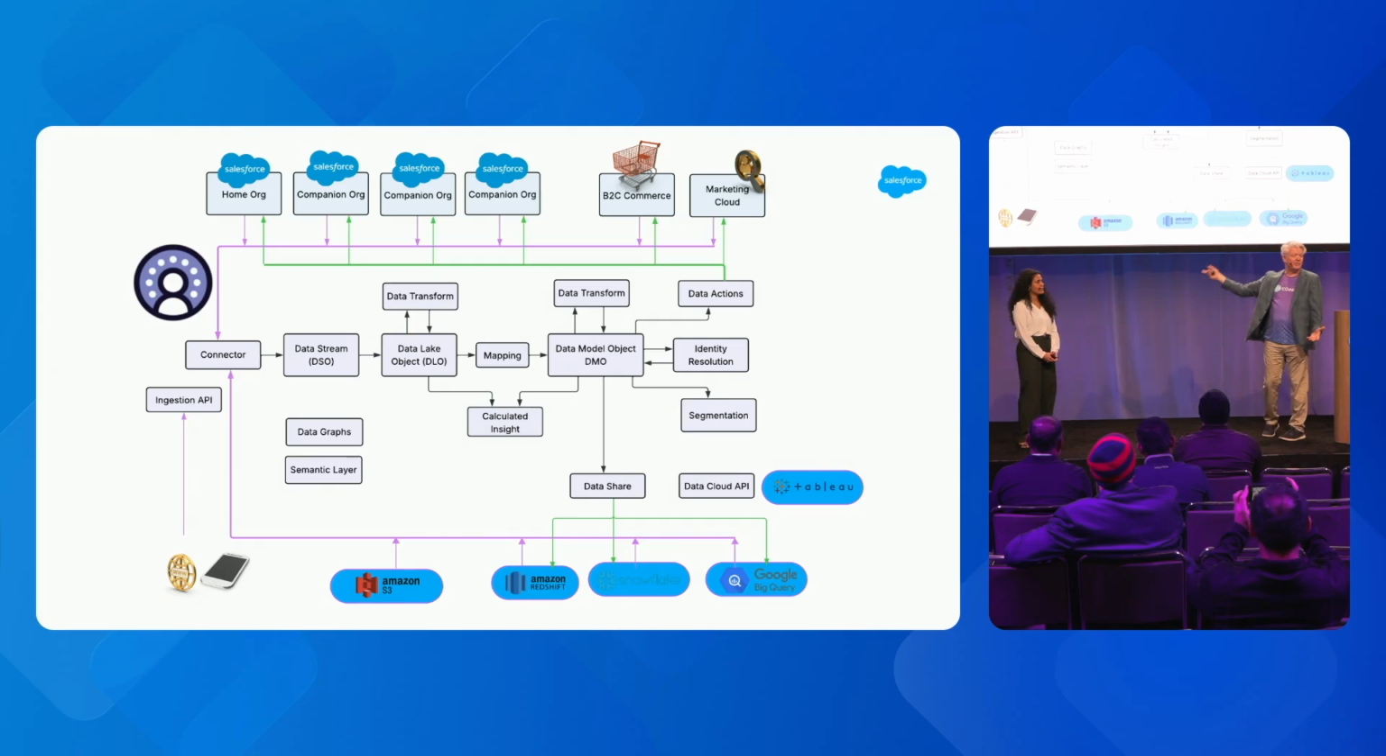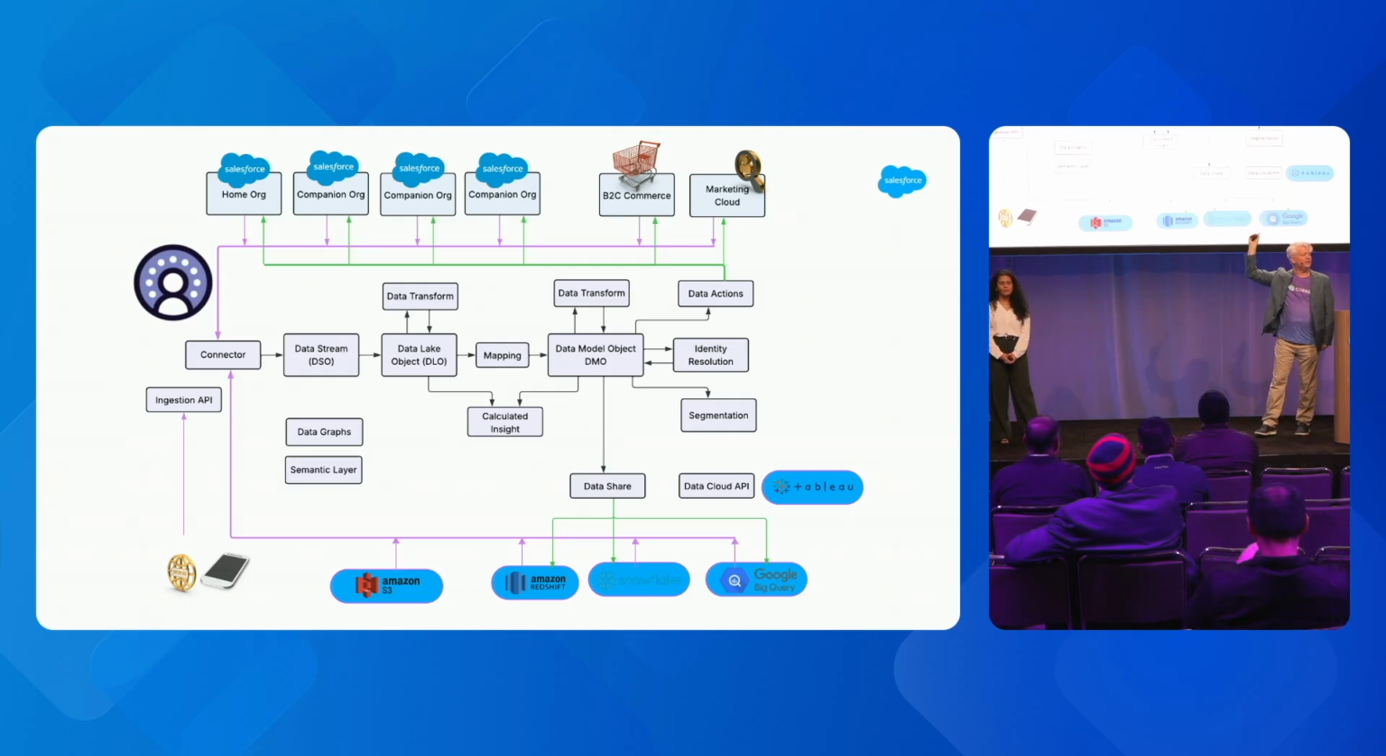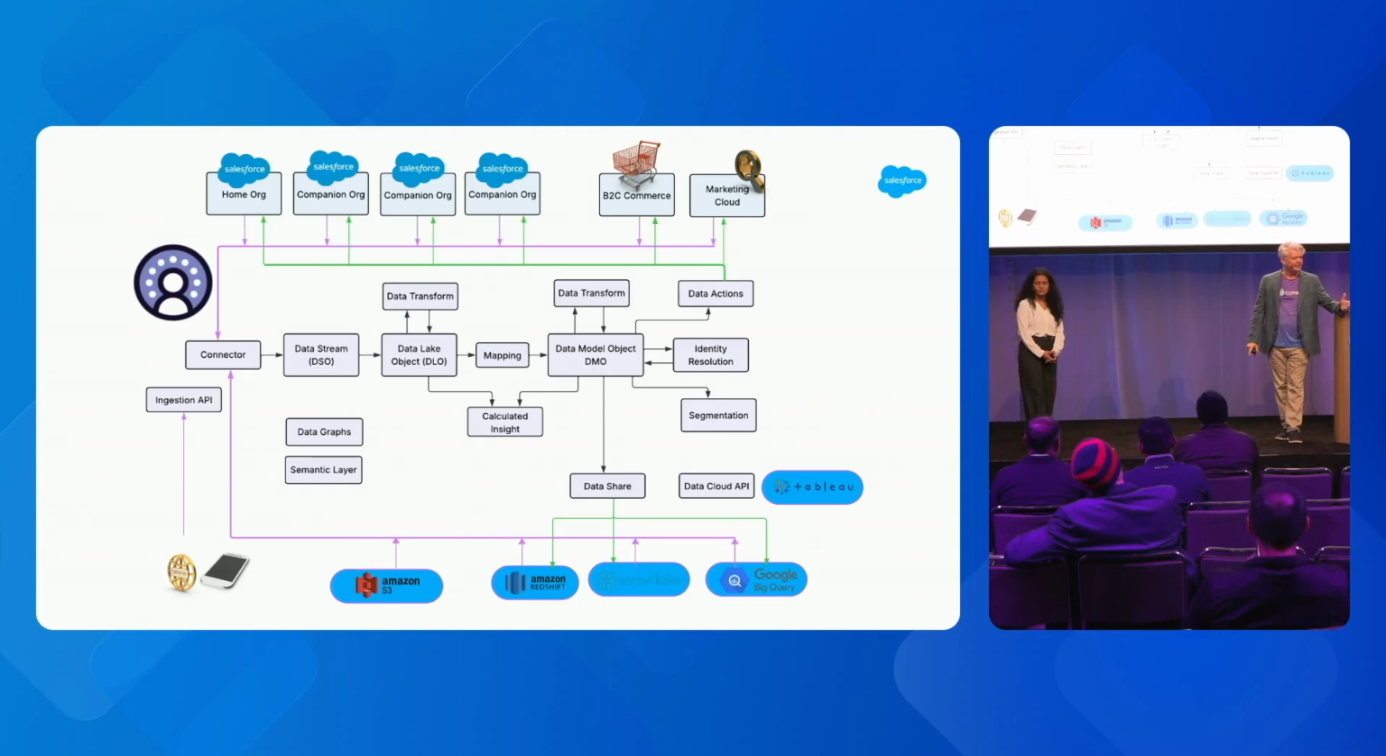Then you want to do something with the data. You could create data actions and transforms and even enrichments to push some of that back up to your core orgs. You can then make it available to your S3s and BigQueries. Then there's this crazy word called zero copy.